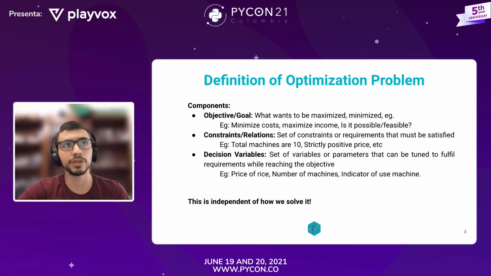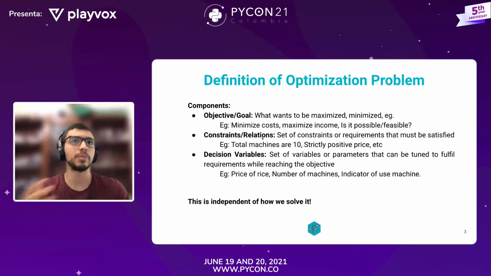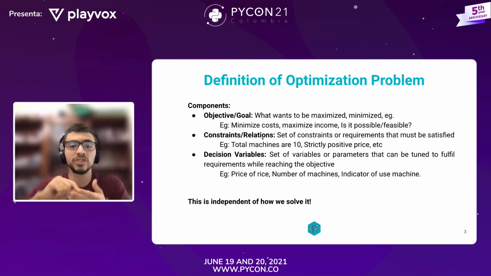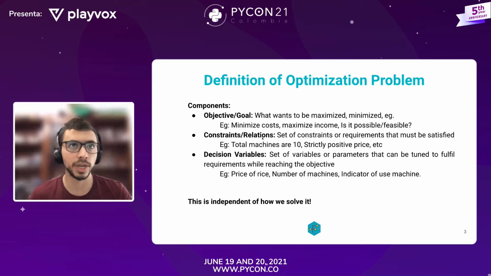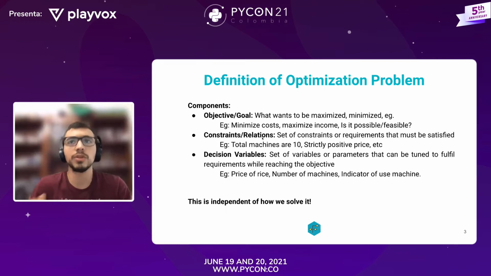Another component is the constraints or relationships. Those relationships are between parameters and variables, and are the constraints or requirements that our problem must satisfy. So for example, we can only have 10 machines, the prices are strictly positive, and so on. And finally, we have our decision variables, which are the things that we tune to know how they relate to each other and to try to optimize that objective or goal. Some examples of decision variables are the number of machines that I have to use, an indicator of whether I can use that machine or not. We can have an indicator of the prices: if I put the price up, what will happen, and so on.